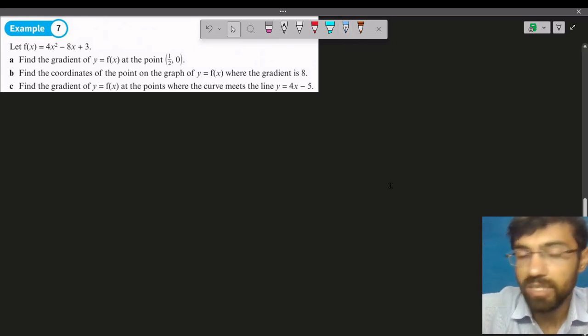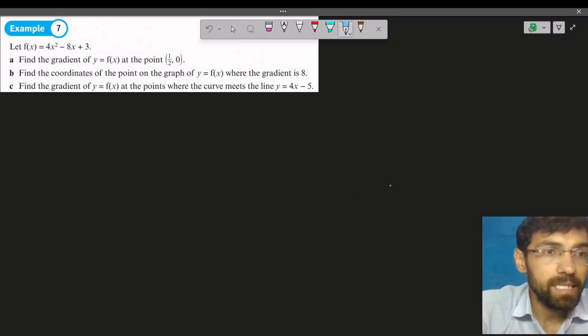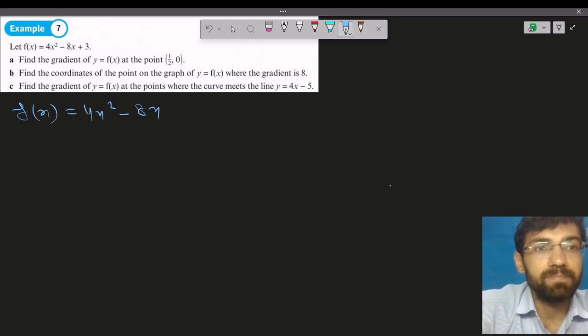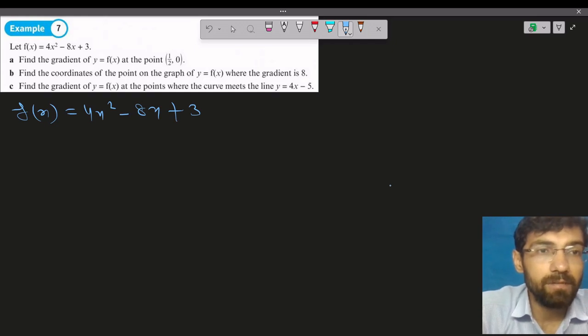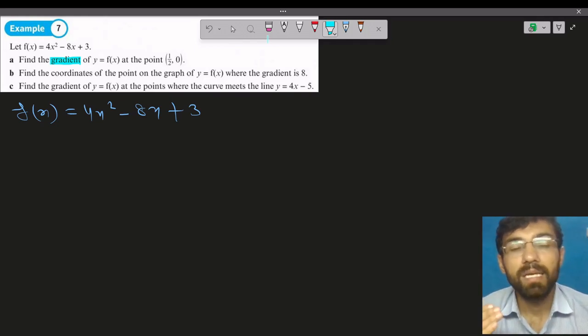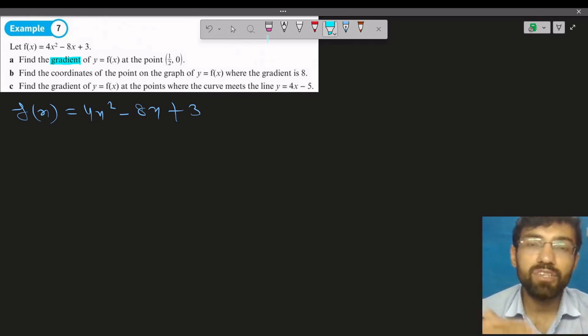So this question requires this concept. This time they have written f of x. So my f of x is 4x squared minus 8x plus 3. Yes, this is my f of x. Let us find the gradient of it. Okay, so first they are asking for the gradient. And how do we find the gradient of the function? Differentiation is the gradient.